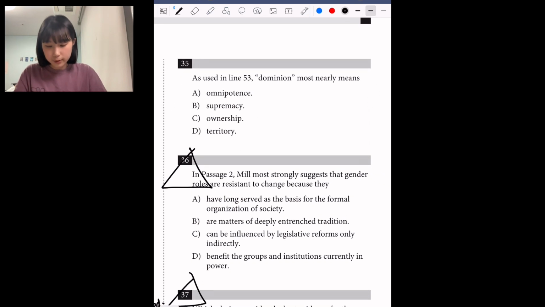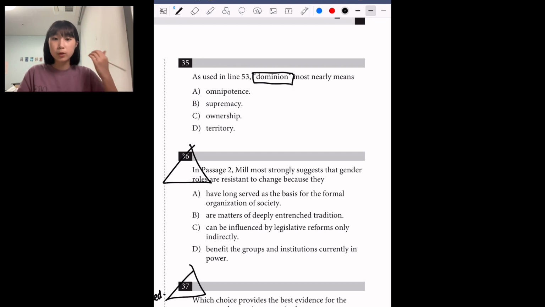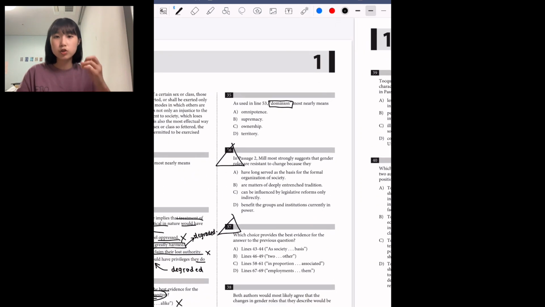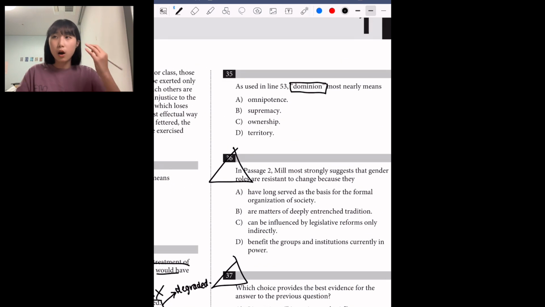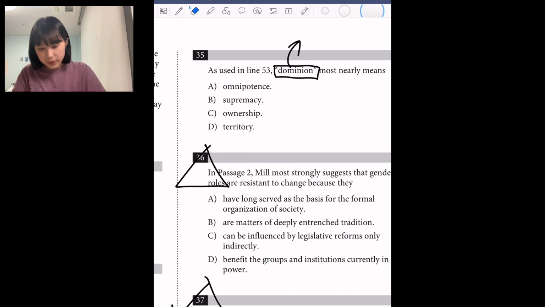35, another vocabulary question. As used in line 53, dominion most nearly means. To be honest, for these vocabulary questions, the best way to prepare is just looking at a lot of vocab, memorizing a lot of them, and keeping in mind the connotations and implications that each one has, because every word does not have just one meaning. It has a lot of meanings that can be implied in various different sentence forms. Here, again, dominion usually means control or having a grasp over.